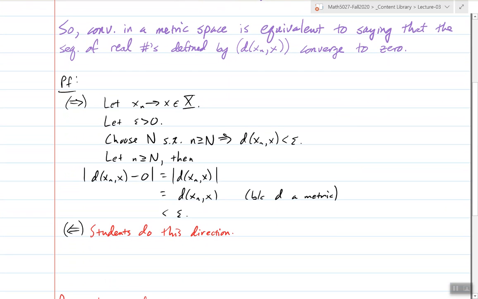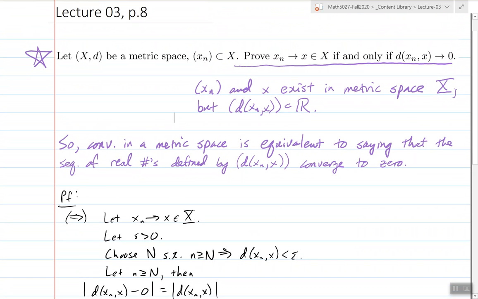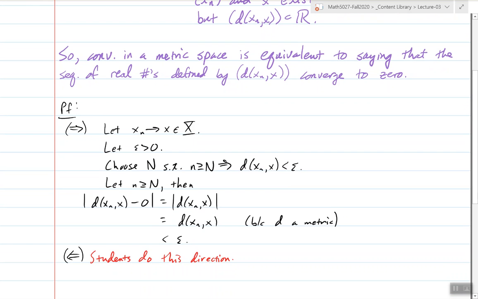So I show you in this video the first direction, and the reverse direction is for you to fill in. This is an if and only if proof. The implication is that if you have the convergence of xn to x, then the distance from xn to x has to converge to 0 in the reals. So in this forward direction, I say, let xn converge to x in X. I'm just considering an arbitrary convergent sequence in the metric space. And now I need to show that the distance from xn to x converges to 0 in the reals.